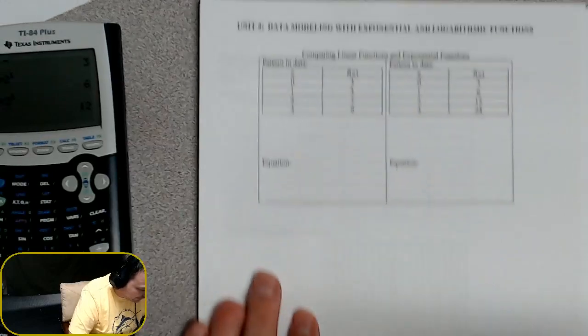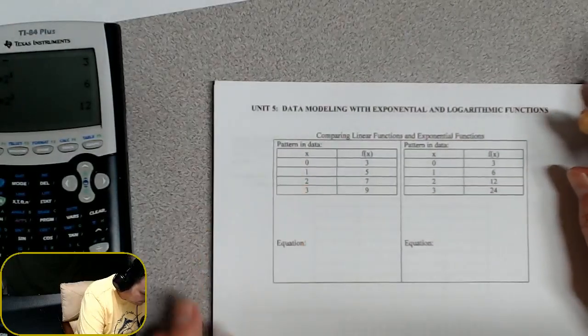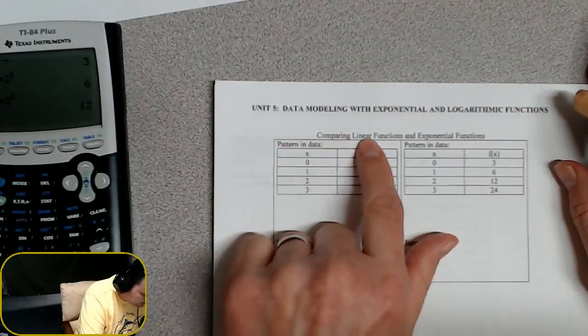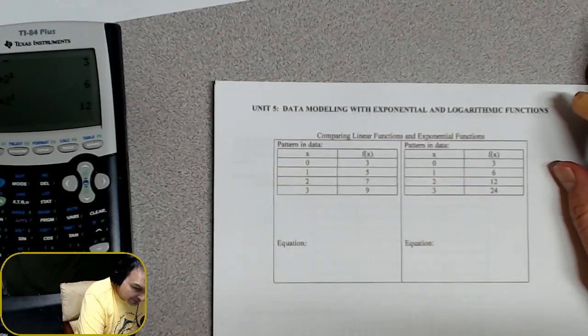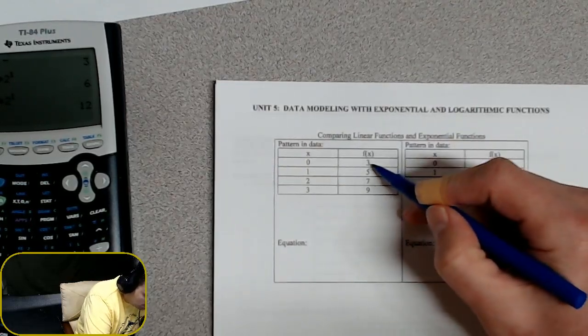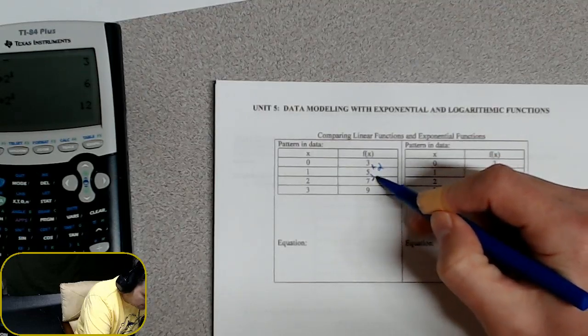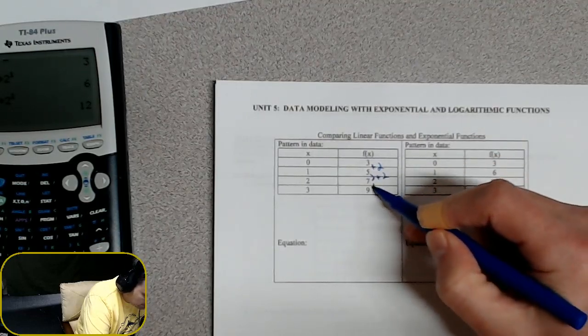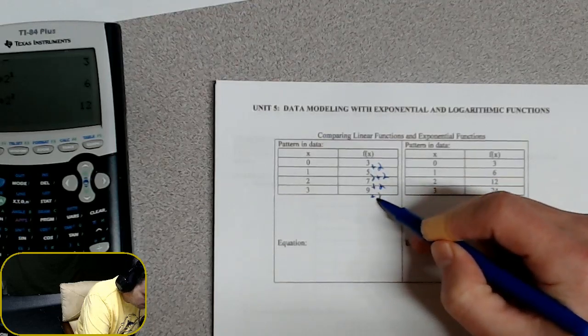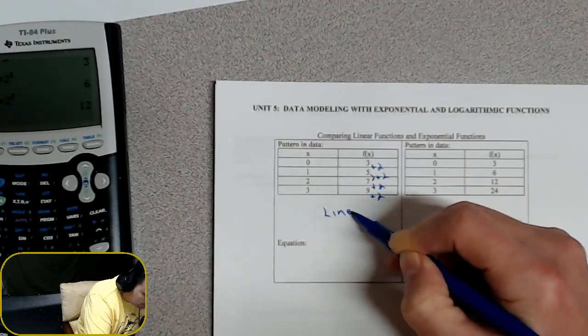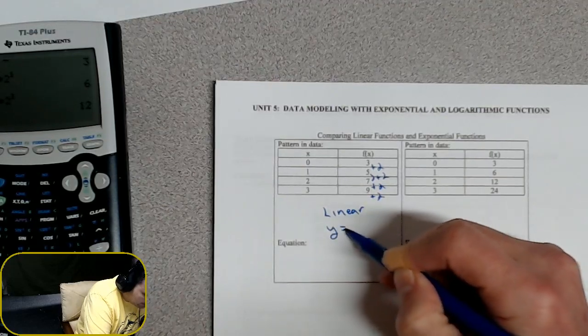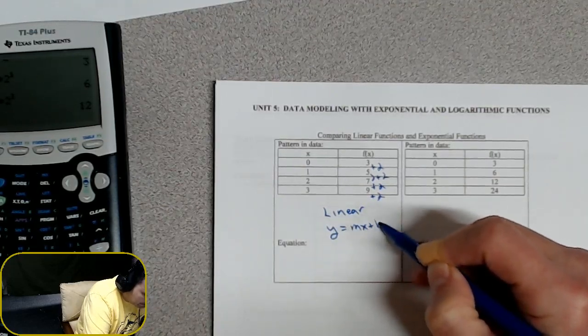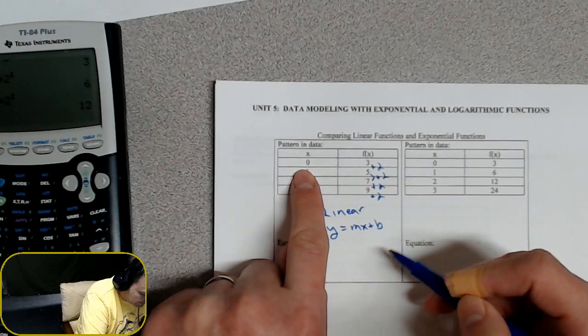Okay, so let's do a couple examples. Next page it says compare linear functions to exponents. That's what we're talking about today. How does this change? This adds 2. You see, plus 2. So that's how I know this is linear. And remember, linear is y equals mx plus b. So now we should be able to figure this out.